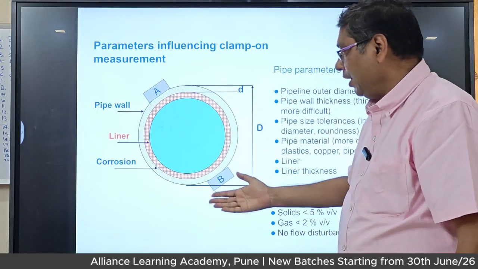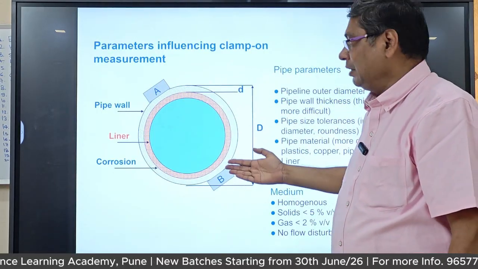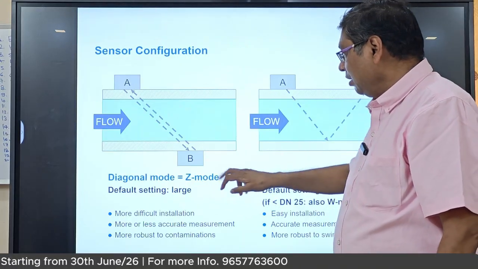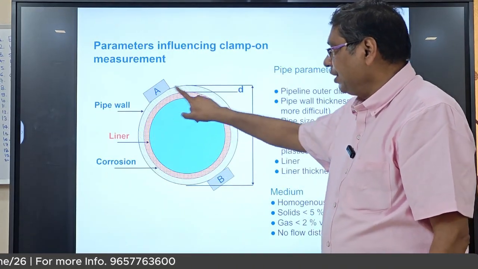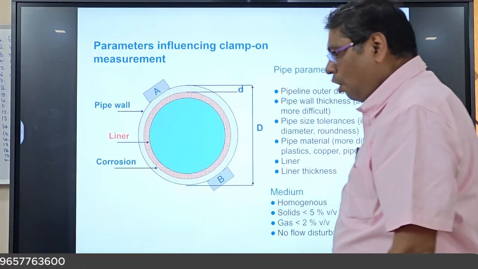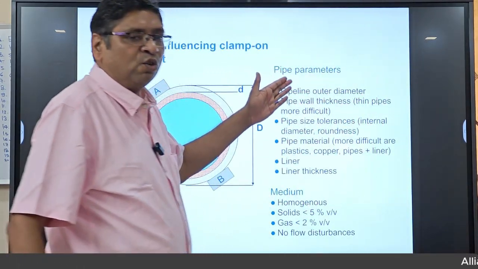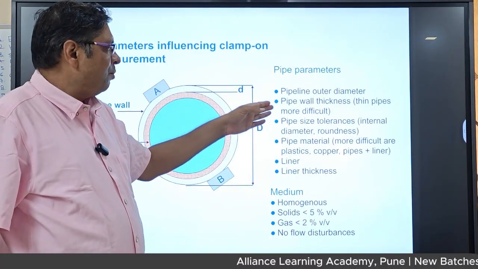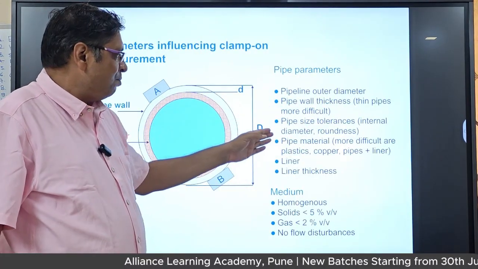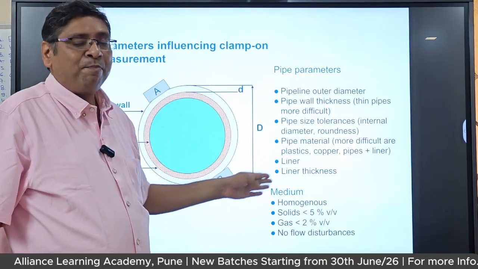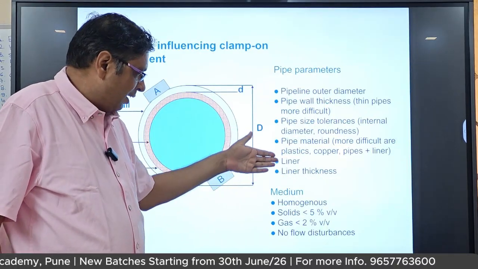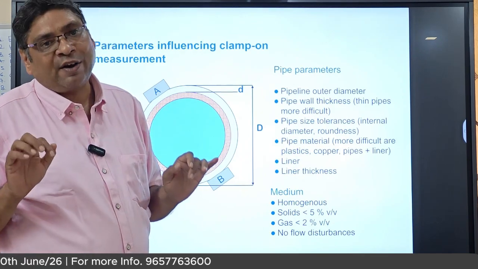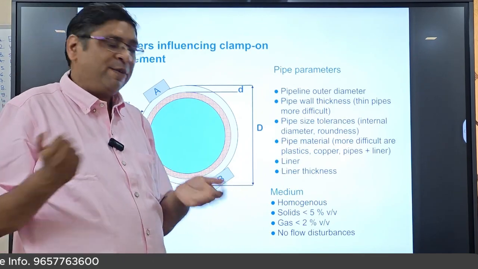The same is written over here. A and B are the sensors, and the pipe wall. This one is your thickness of the pipe. So all the parameters we discussed are written over here: pipeline outer diameter OD, thickness T, pipe size, pipe material, liner. If there is a liner, then liner thickness. We have to put these into the electronics before the measurement.